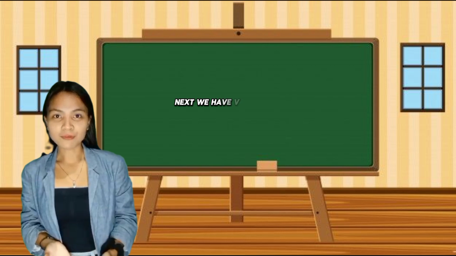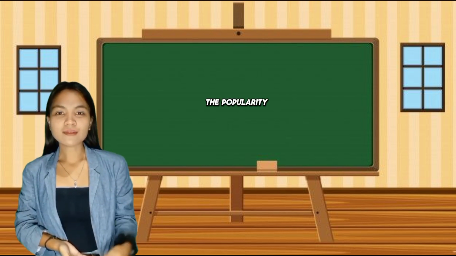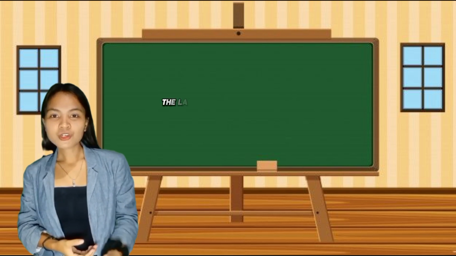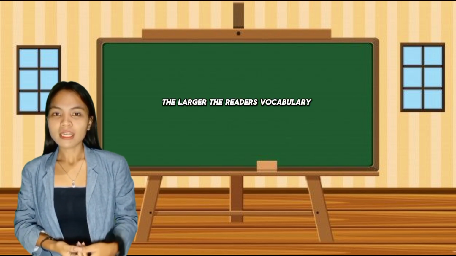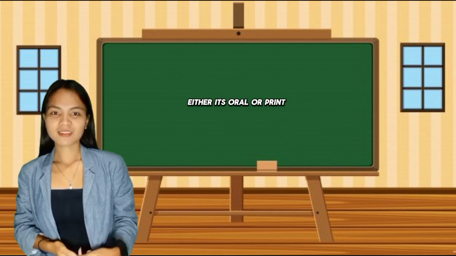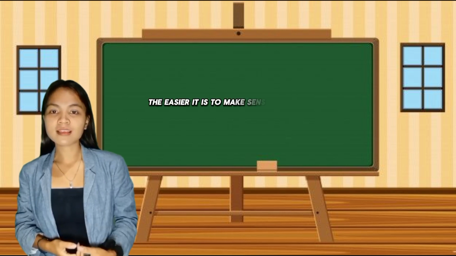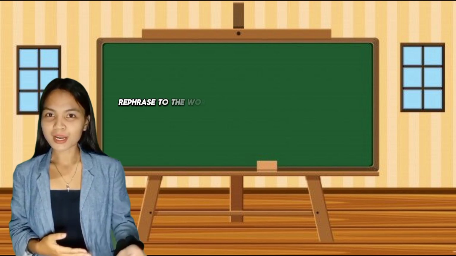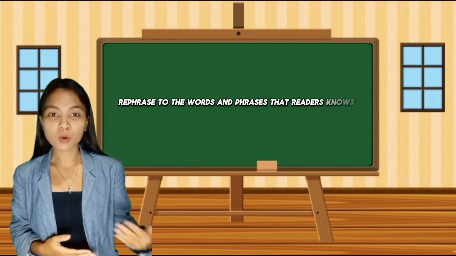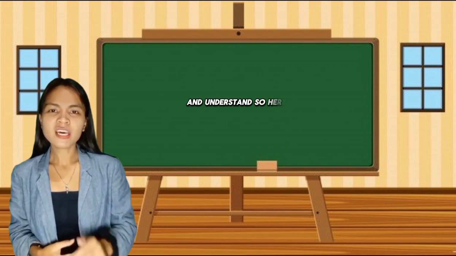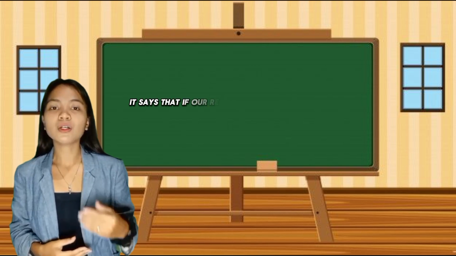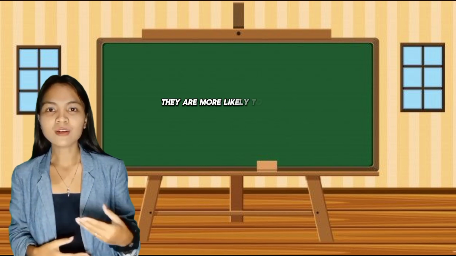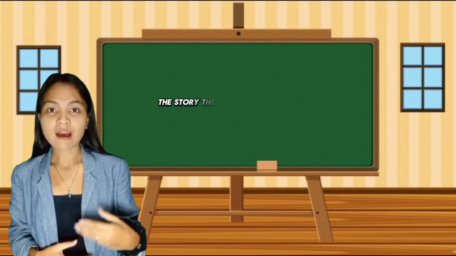Next, we have vocabulary. Vocabulary development is closely connected to comprehension. The larger the reader's vocabulary, either oral or print, the easier it is to make sense of the text. Vocabulary also refers to the words and phrases that readers know and understand. If a reader has a large vocabulary, they are more likely to understand the story they have read.